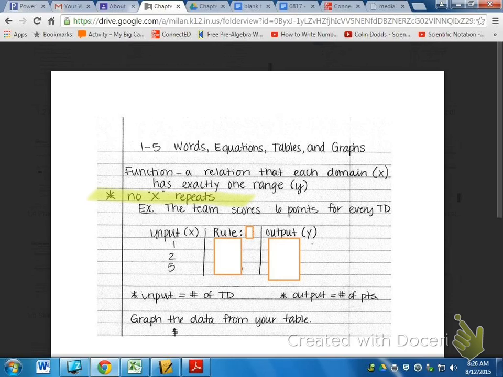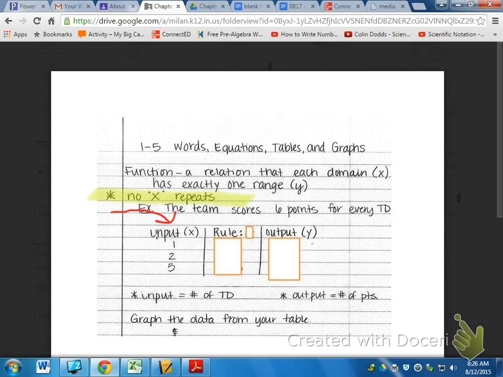So here's kind of a sample of what you're going to be doing. You'll be given this little situation. You have to come up with a rule. We will have input to use for x. You put it inside the rule and you come up with the output, the matching y. So here's the situation on this one. The team scores 6 points for every TD, touchdown.